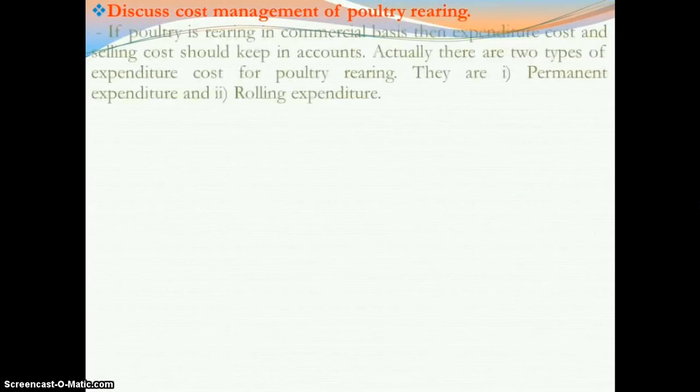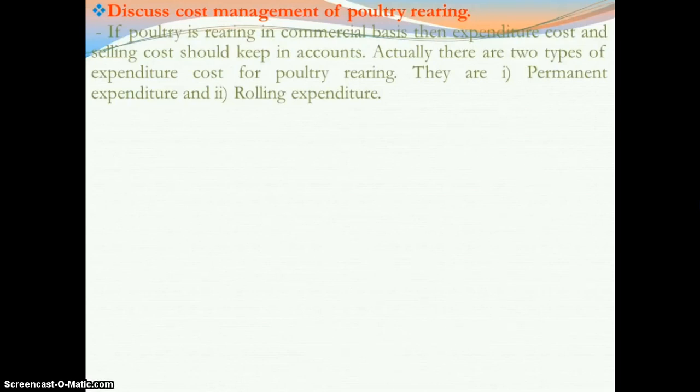First of all, let us discuss what cost management of poultry rearing is. If poultry is reared on a commercial basis, then expenditure cost and selling cost should be kept in accounts. Actually, there are two types of expenditure cost for poultry rearing. They are permanent expenditure and rolling expenditure. So this is the cost management of poultry rearing.